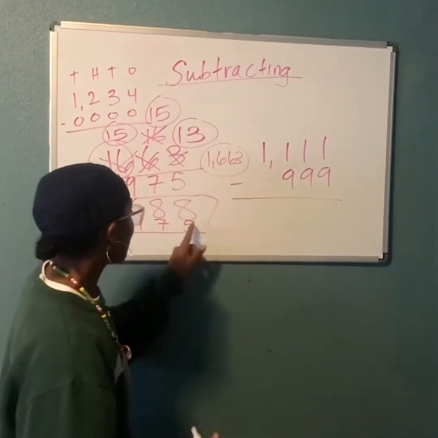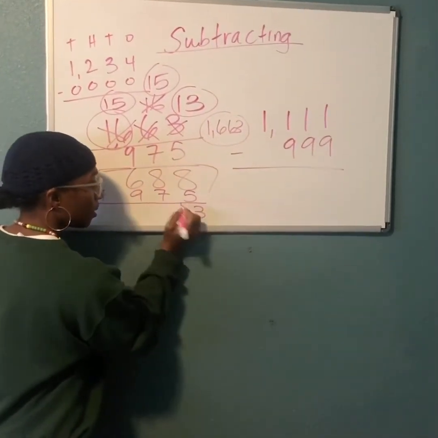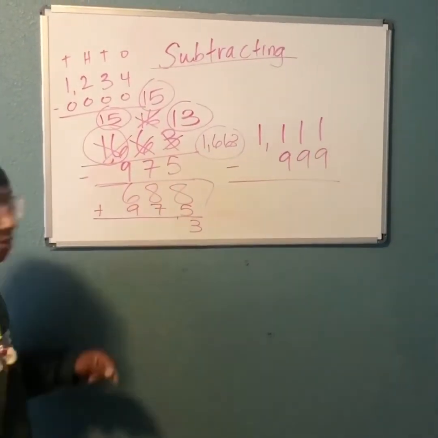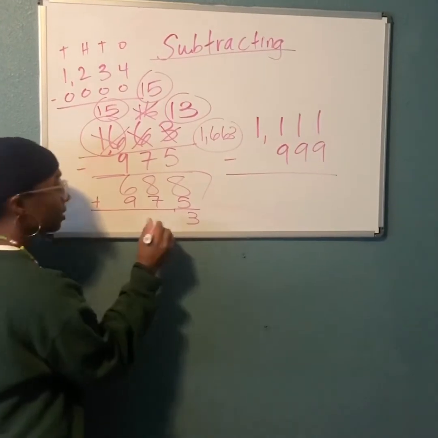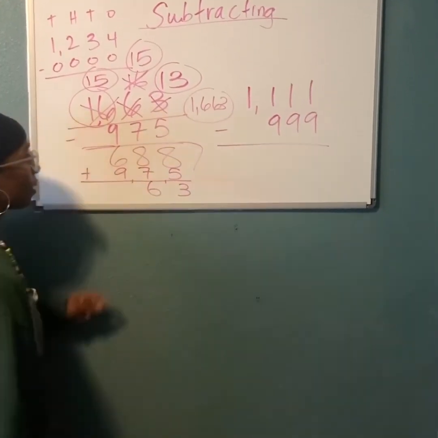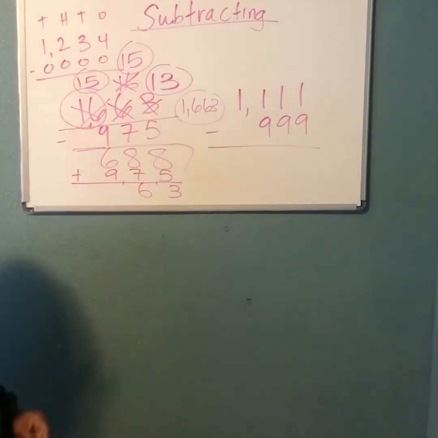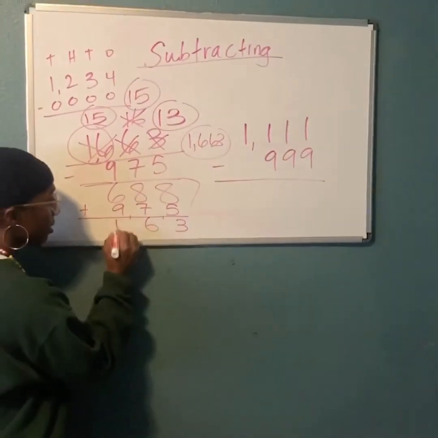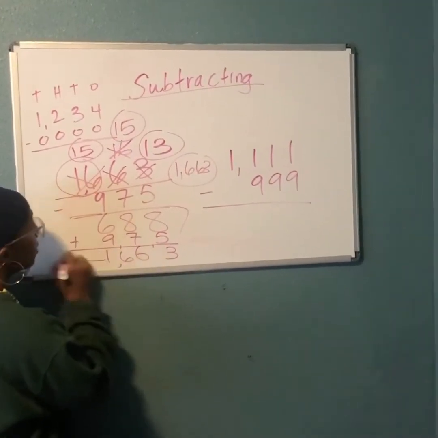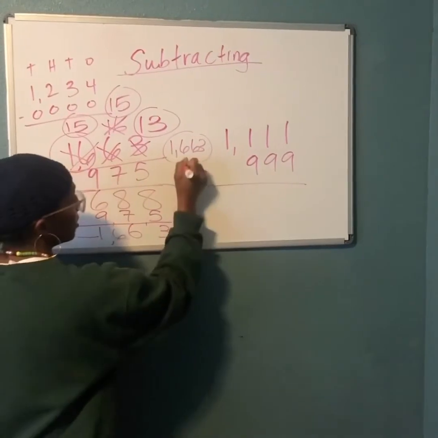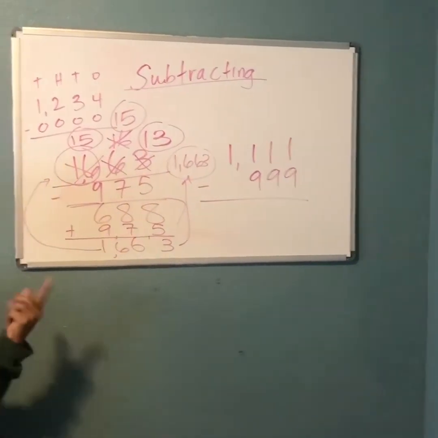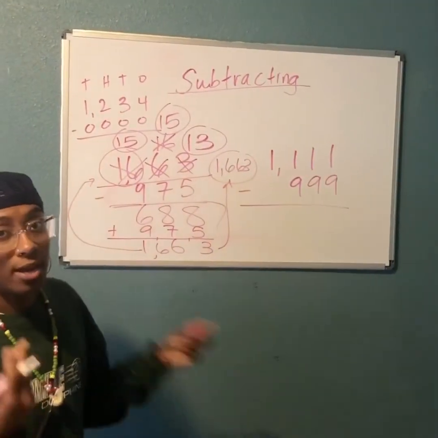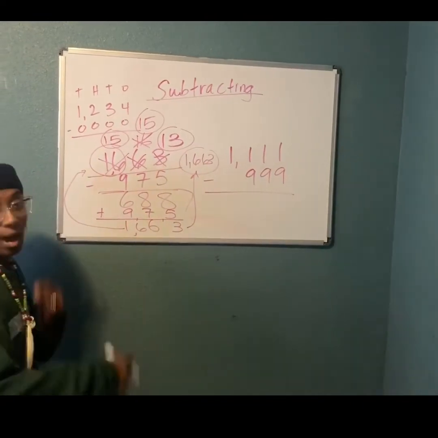Okay? So let's add. 8 plus 5 is 13. 8 plus 7 is 15, plus one more is 16. 6 plus 9 is 15, plus 1 more is 16. So, does it match? Yes. That's how we know we got our answer right, by doing the opposite.